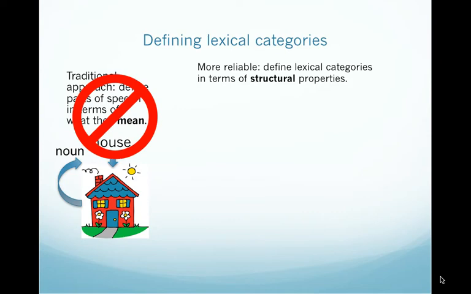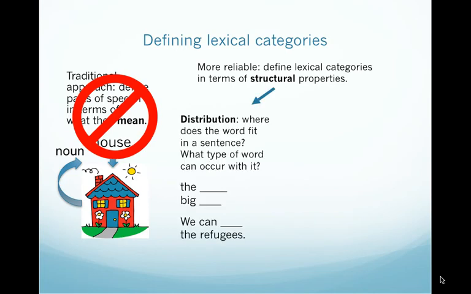What we are going to do instead is define them in terms of structural properties. Where do they go in a sentence? What are they made of? There are two kinds of structural properties. We call distribution the type of property that's about where the word goes in a sentence. What kind of word can go maybe right before it? Often we look at what kind of word can go immediately after it.